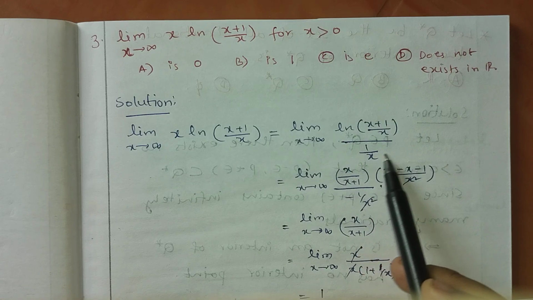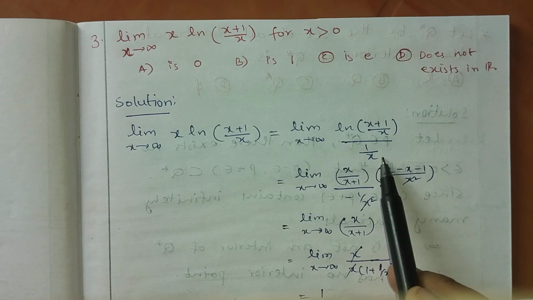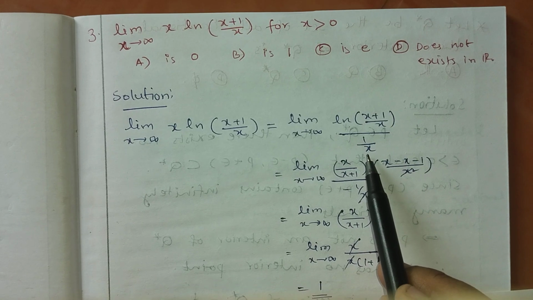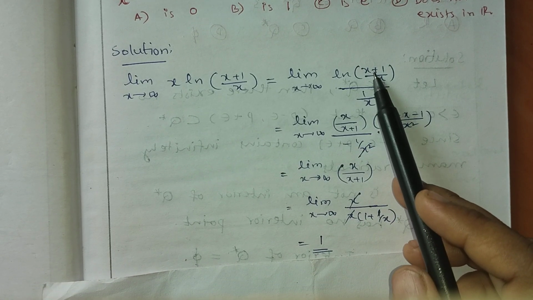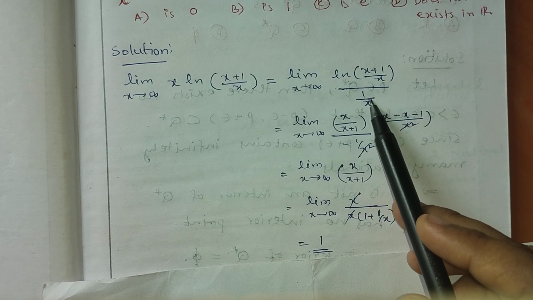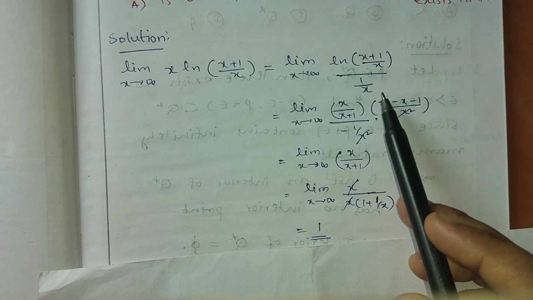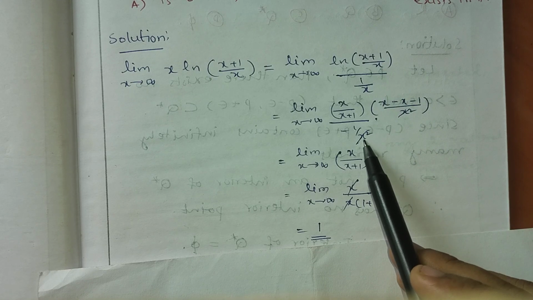So I will modify the expression like this. Multiplication by x can be written as division by 1 by x. So the expression is ln of (x plus 1 by x) whole thing divided by 1 by x. Now we again get an infinity by infinity form. So I will apply L'Hopital's rule here.